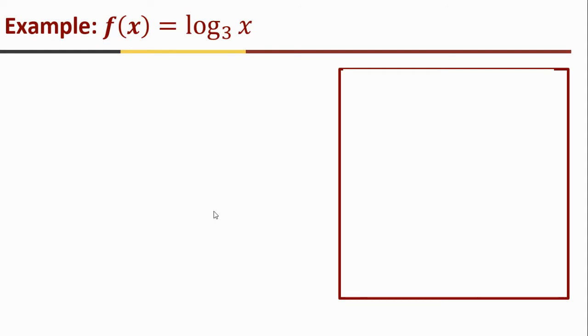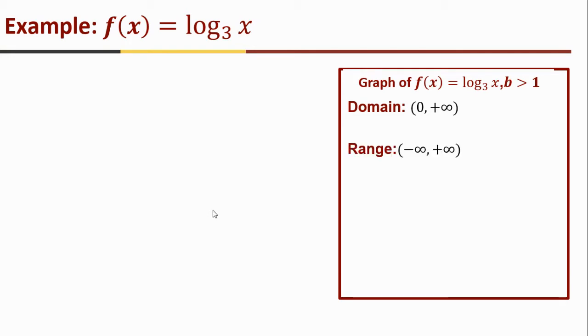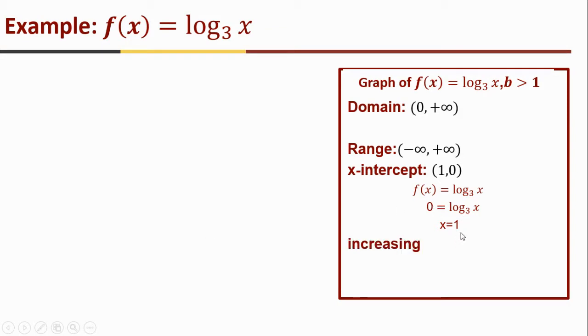Now let's have an example. Let's just say we have function f, which is equal to log with base 3 of x. So to solve that, for our domain, we have 0 to positive infinity. For the range, we have the set of all real numbers. For the intercept, we have (1, 0). Why? We just let y equal to 0, and the only value of x that satisfies that statement is x equals 1, from the property that we've learned a while ago. And it is increasing. The vertical asymptote here is x equals 0.